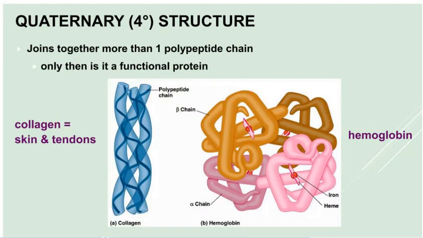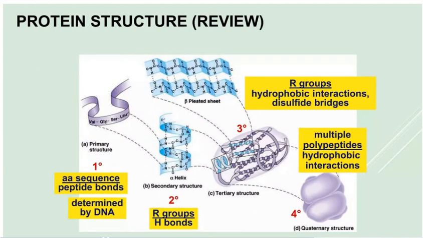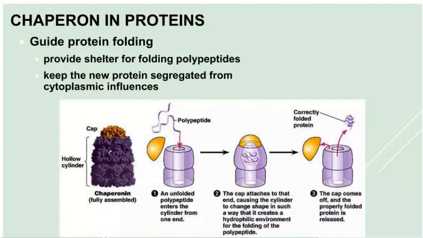So quaternary structure: more than one polypeptide chain joined together, and only then is it a functional protein. Collagen, in skin and tendons. You can see polypeptide chains, and hemoglobin. So, protein structure review: you can see the primary structure, secondary structure, tertiary structure and quaternary structure.